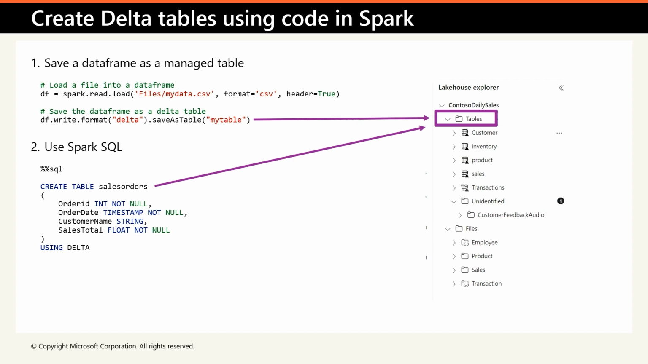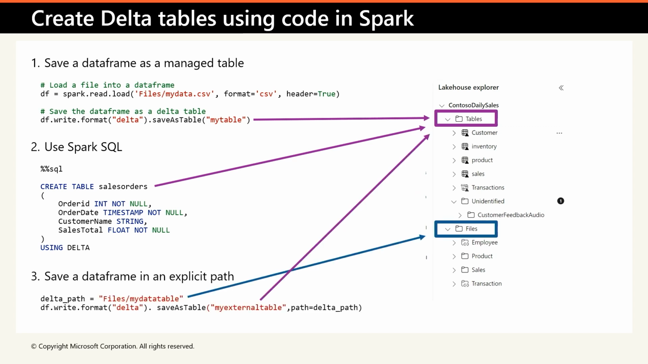You can also create delta tables by using the Spark SQL Create Table statement, as shown here. This action saves the table similarly as the previous example to the table storage. You can also create a table by specifying an explicit file path. Here, we're creating a parameter called delta path and referring to it in the save function. Because we're writing the table to a file location, this will be saved as an external table.